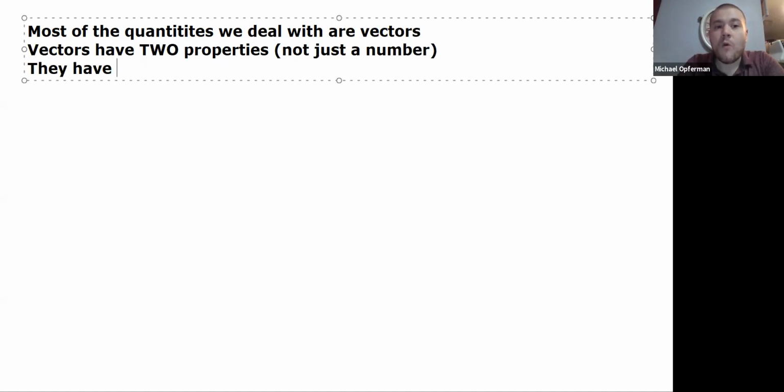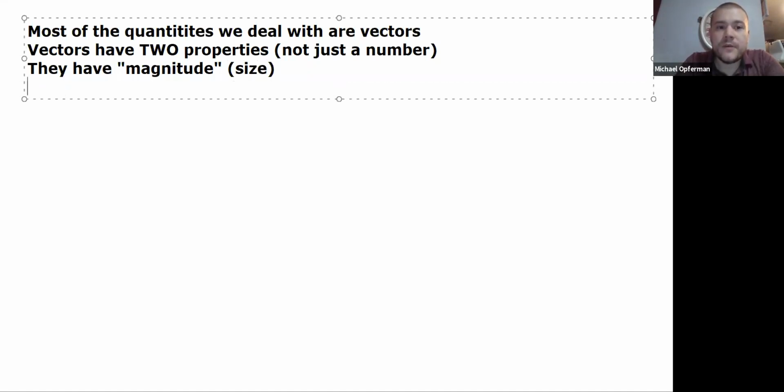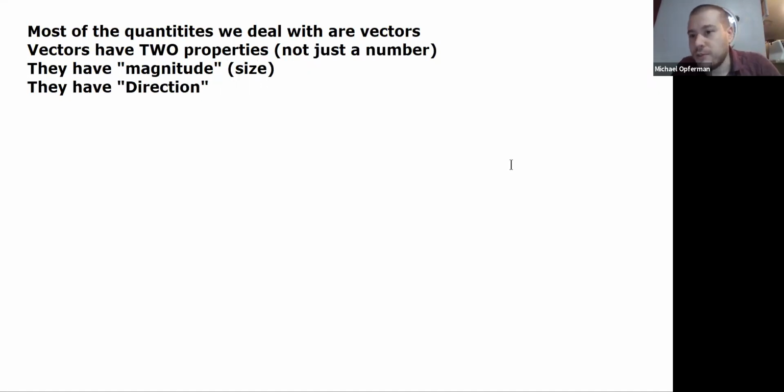They have what we call the magnitude of the vector, which is like the size. In my example, the magnitude would be the 2 miles. That's how far you have to go. That's how big that thing is. And they also have direction, which is pretty self-explanatory. Which way do you have to go? Magnitude and direction. Those are the 2 properties of a vector. So most of the quantities that we deal with are going to have both of those, magnitude and direction. So just keep that in mind.